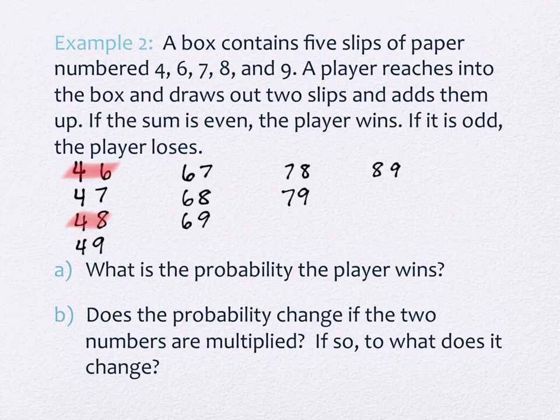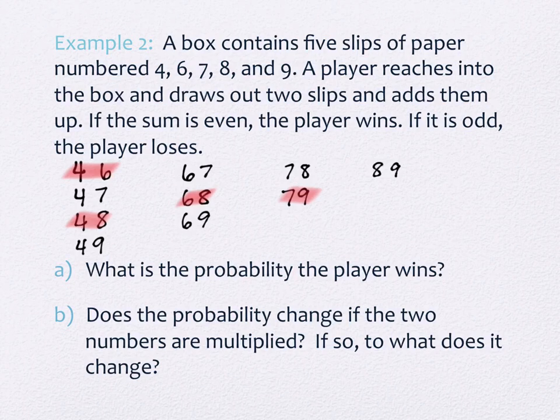6 and 7? No. 6 and 8? 6 and 9? No. 7 and 8? 7 and 9? 8 and 9. Okay. So I've highlighted the ones that are red. The evens are the ones when they win. So how many options actually let me win this game?